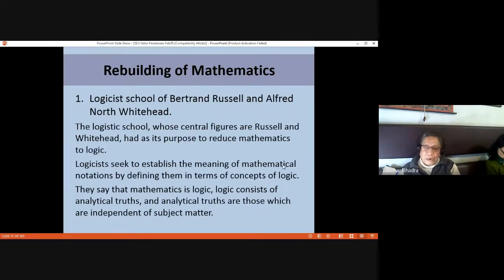Now, one after another. Logistic method of Bertrand Russell and Alfred North Whitehead. The logistic school, whose central figures are Russell and Whitehead, had as its purpose to reduce mathematics to logic. So they are reducing mathematics to logic. Logistics seek to establish the meaning of mathematical notions by defining them in terms of concepts of logic. They say that mathematics is logic. Logic consists of analytical truths. Analytical truths are those which are independent of subject matter.